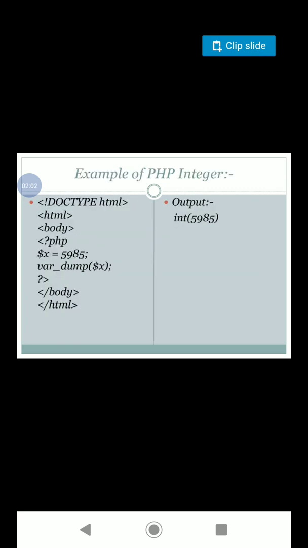Here is an example to demonstrate integers. We are assigning $x = 5985, var_dump of $x. It is going to display the type of the variable along with the value. So in the output, instead of simply displaying 5985, it is going to display the type of the value also. Therefore integer is also displayed along with the value.